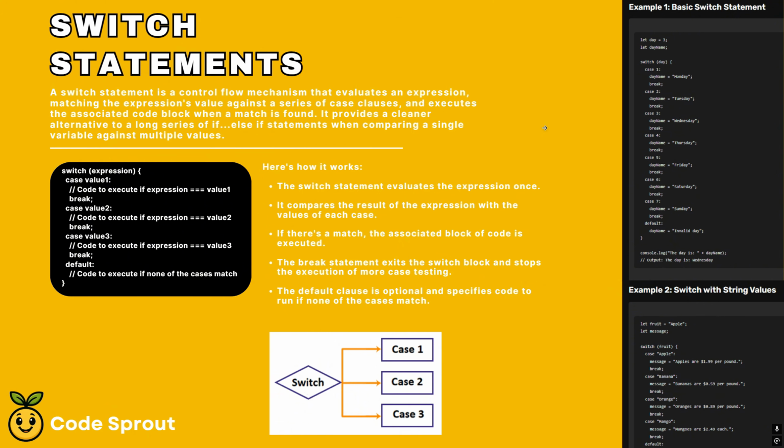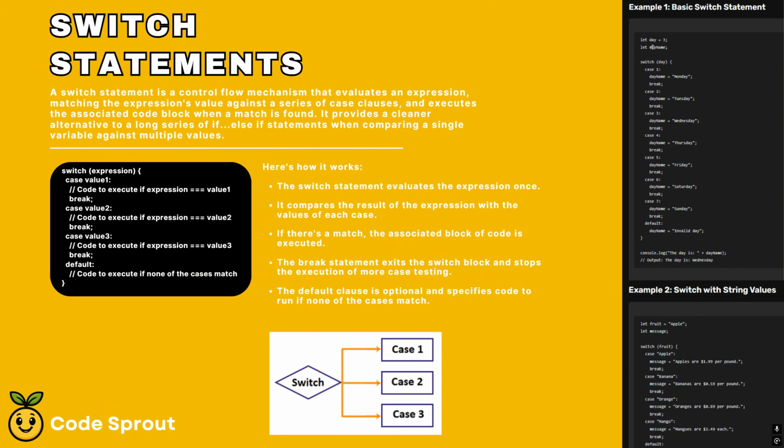The switch statement evaluates the expression once. It compares the result of the expression with the values of each case. If there's a match, the associated block of code is then executed. The break statement exits the switch block and stops the execution of more case testing. The default clause is optional and specifies code to run if none of the other cases match, similar to the else statement.